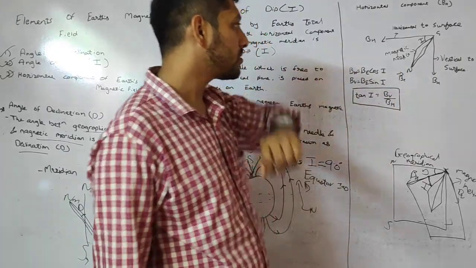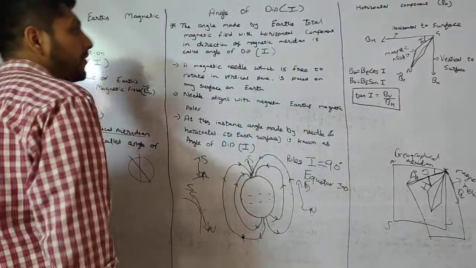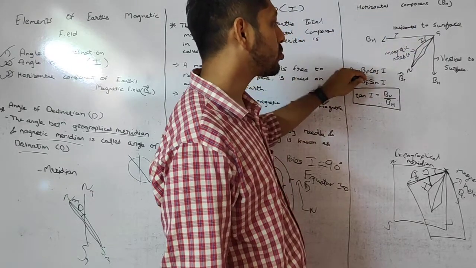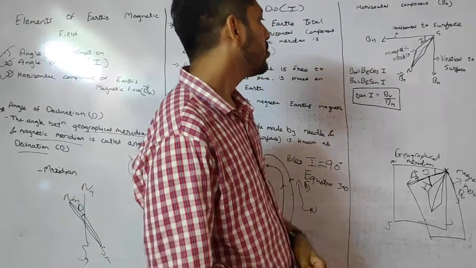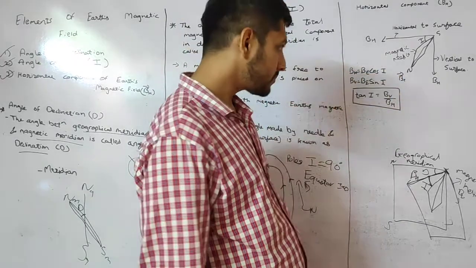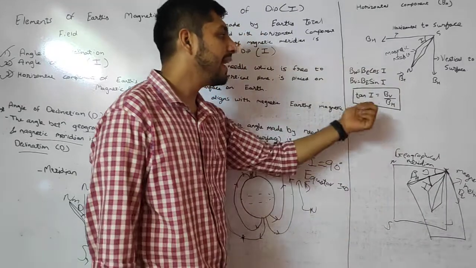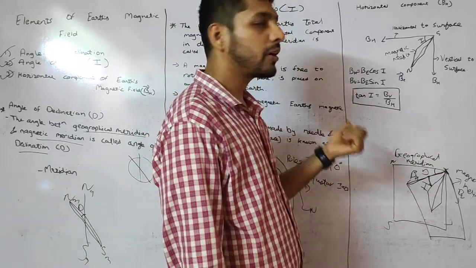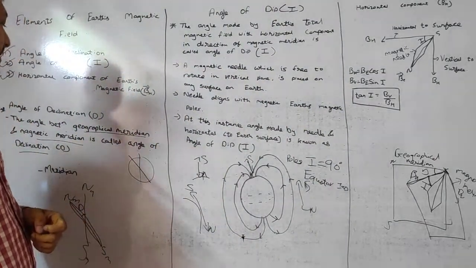From this figure, one thing was left, which was to know the value of BH, the horizontal component. If this is I and this is the magnetic needle, then BH equals BE cos I, where I is your angle of dip and BE is your effective magnetic field. So if you know the horizontal component and the angle of dip, you can find the magnetic field also. Similarly, the vertical component BV equals BE sin I, which means that tan I equals BV upon BH. BV is the vertical component at that particular point and BH is the horizontal component of the magnetic field at that point. I hope these things are very clear to you.